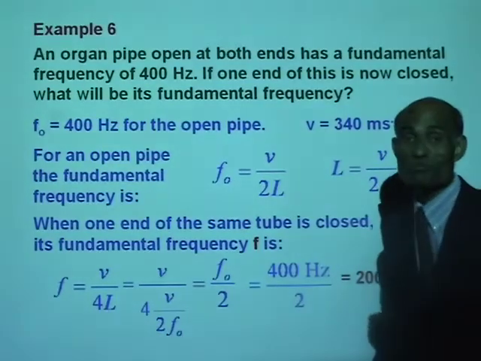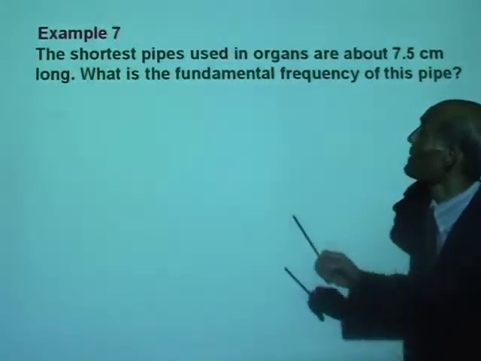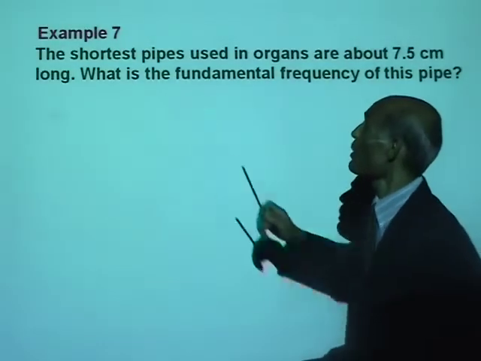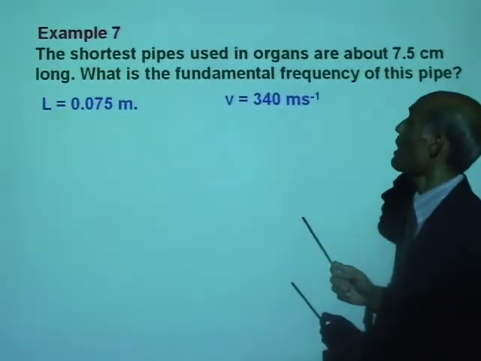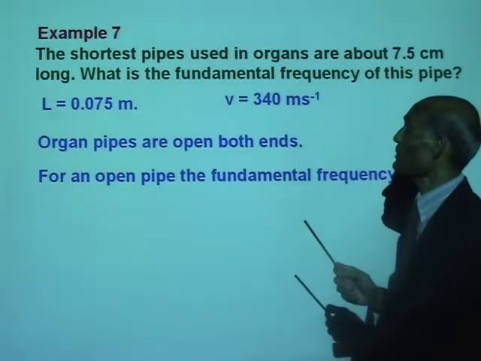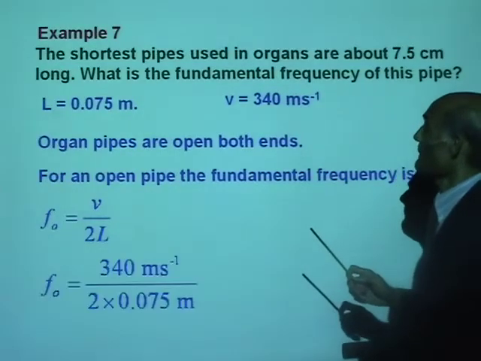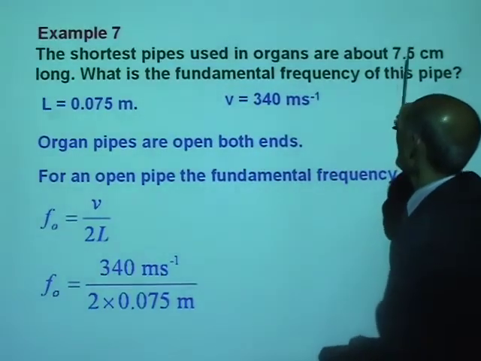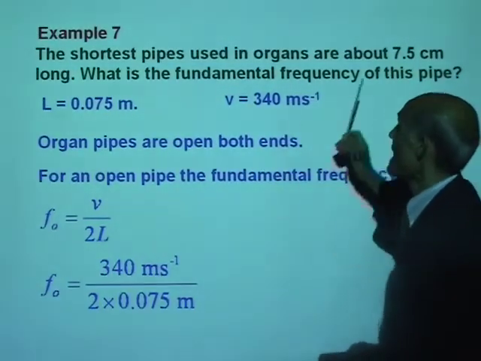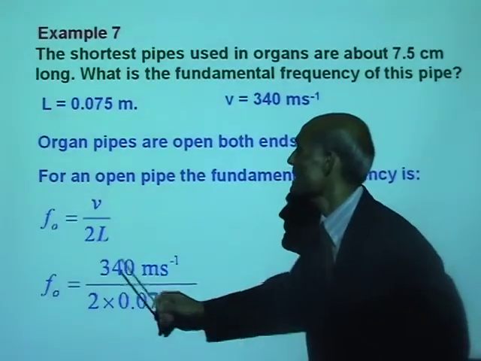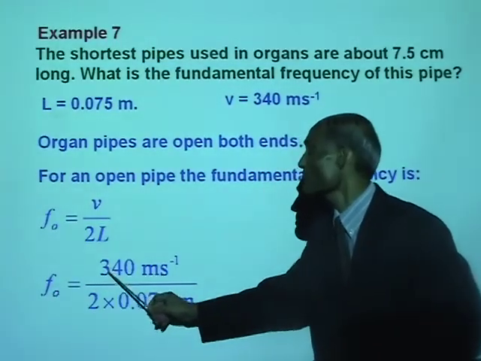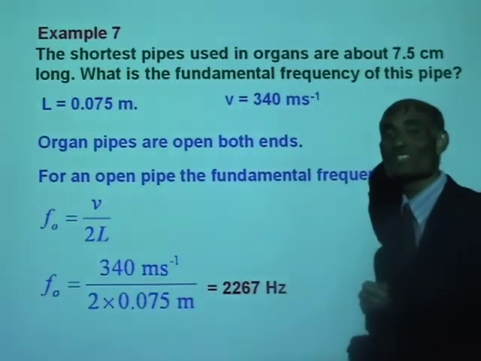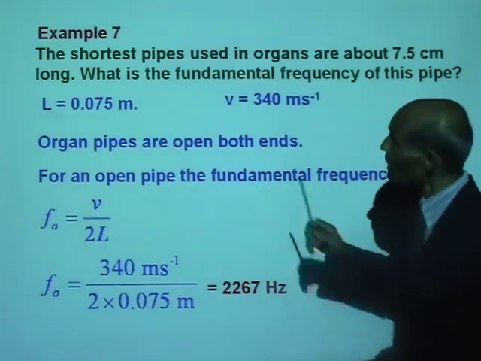Well, my tape is running out, so I have worked out 2 more problems for you. I want you to go and look at these problems on your own. Alright? I'm going to close this lesson with this. The shortest organ pipe used in organs is about 7.5 centimeters. That means 0.075 meter. Therefore, the frequency of such an organ pipe will be v over 2L. That is 2,267 Hz. So I've got problems like this.